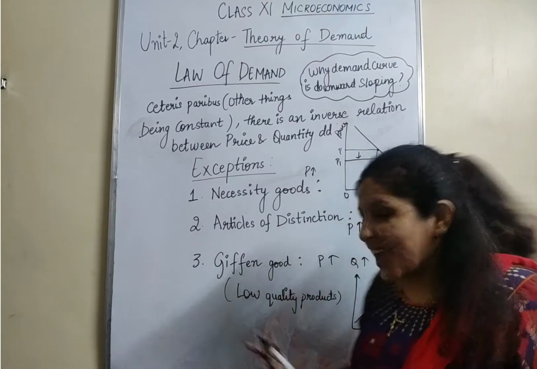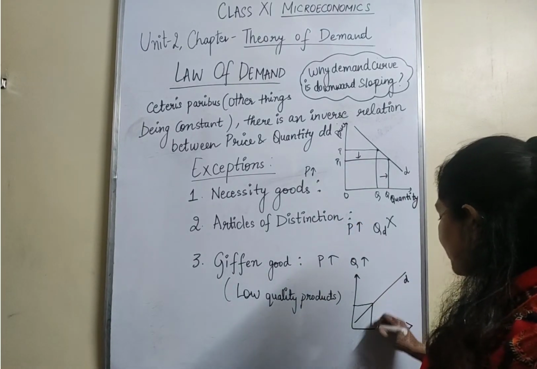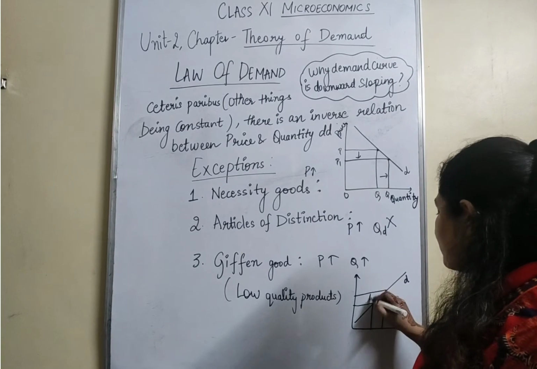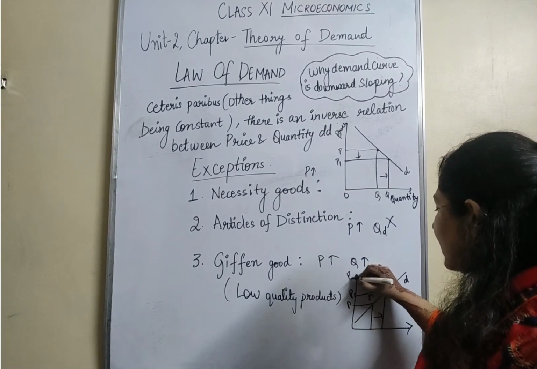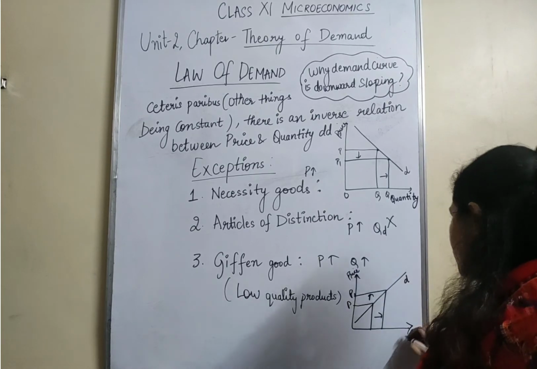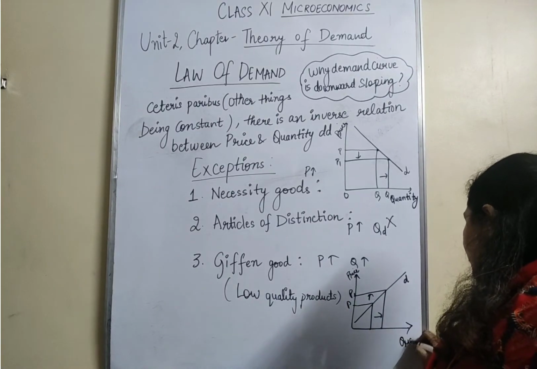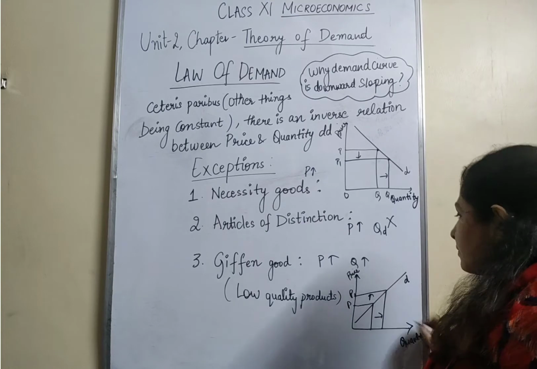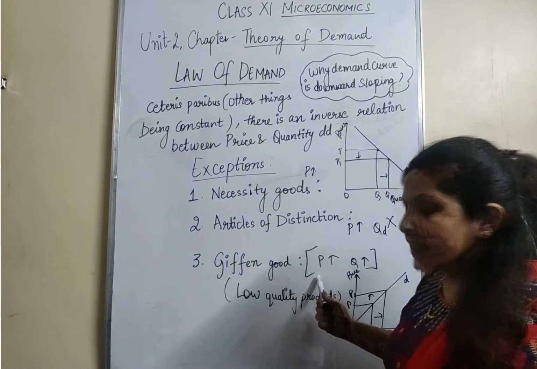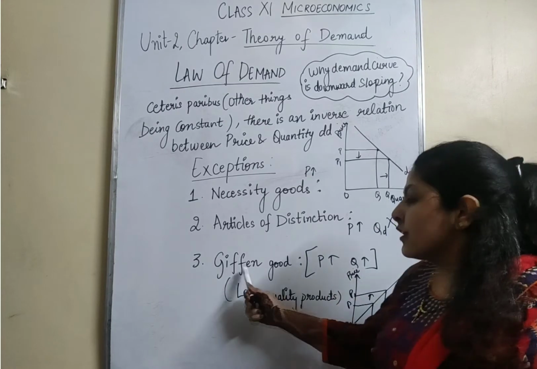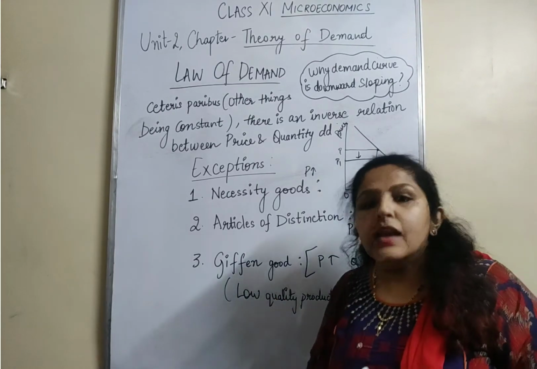No. In this case, the demand curve is upward sloping. As price rises, quantity demanded also rises. Is that clear? So Giffen Goods are those low quality products where there is a direct relationship between price and quantity demanded. So Giffen Goods, the concept is given by Robert Giffen.